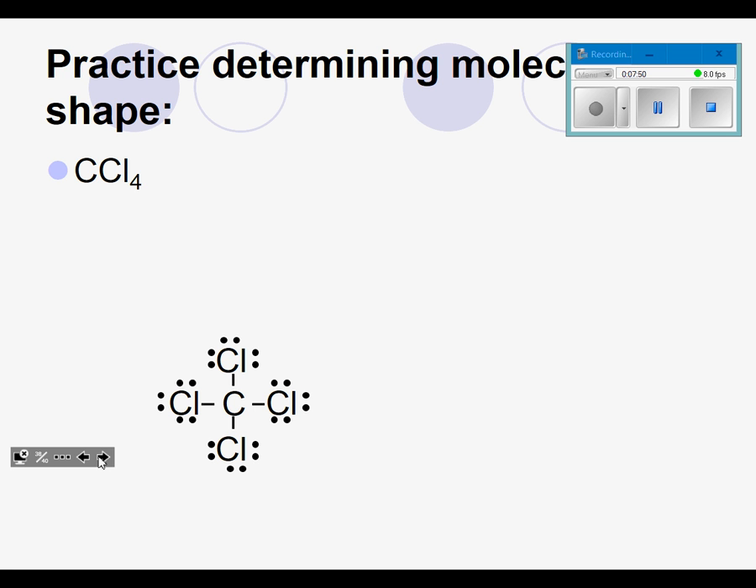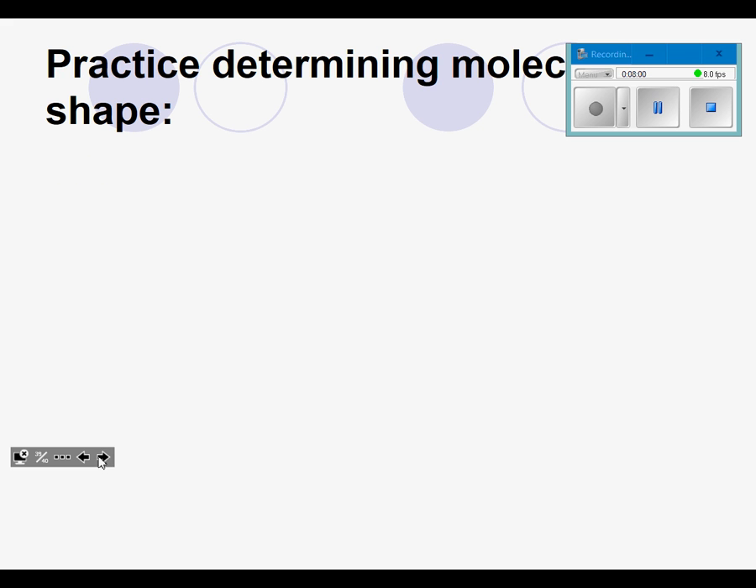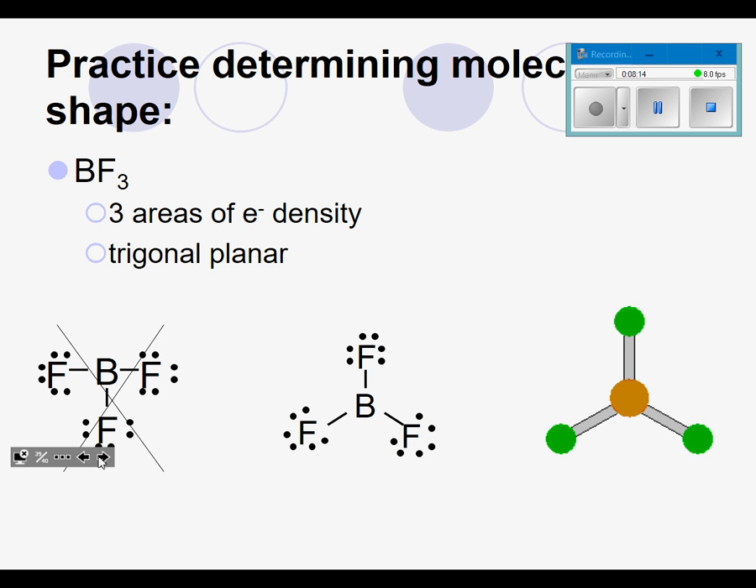CCl4. So we have four elements bonded to the central atom, no lone pairs. So that would make it tetrahedral when we look at it in 3D. Then if we have BF3, we have three elements bonded to the central atom, and we have no lone pairs, so that would be trigonal planar.